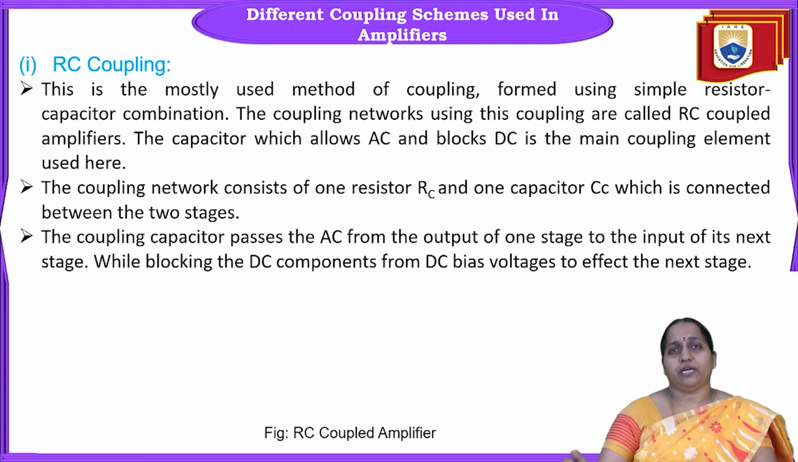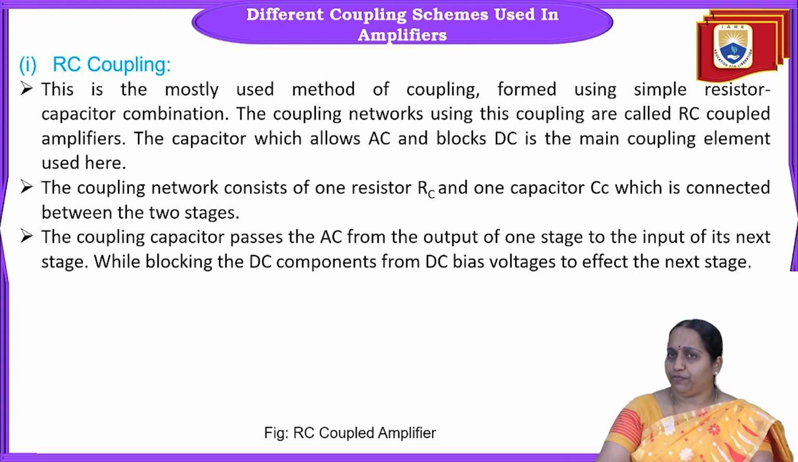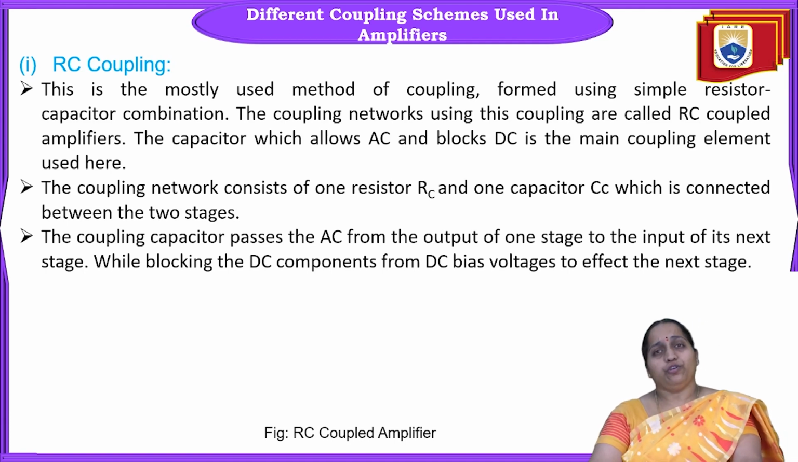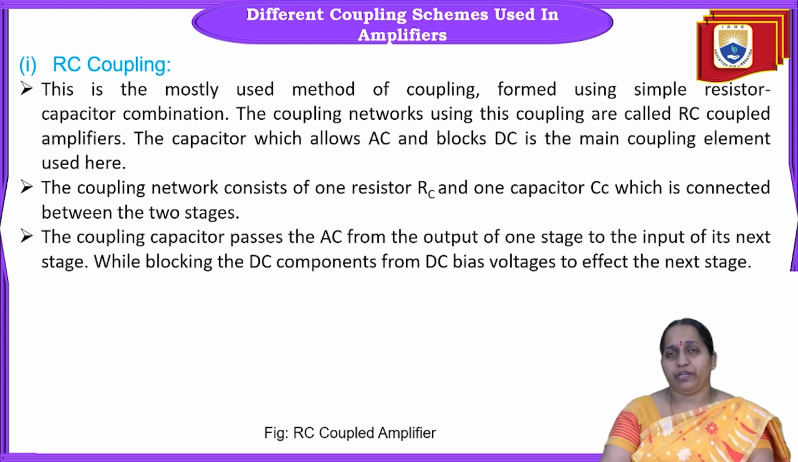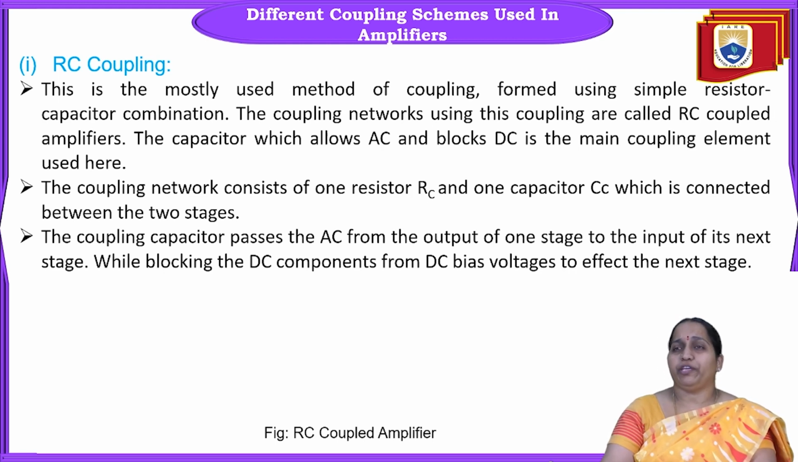RC coupling is the most widely used method of coupling, formed using a simple resistor-capacitor combination. In RC coupling, to achieve coupling between the first stage and the next stage, you make use of a simple resistor-capacitor combination. Coupling networks using this coupling are called RC coupled amplifiers. A multi-stage amplifier, whether 2-stage or 3-stage, that uses RC coupling is called an RC coupled amplifier. The capacitor, which allows AC and blocks DC, is the main coupling element used here.